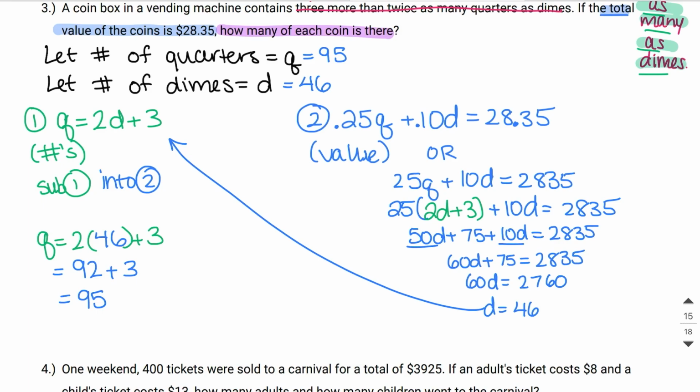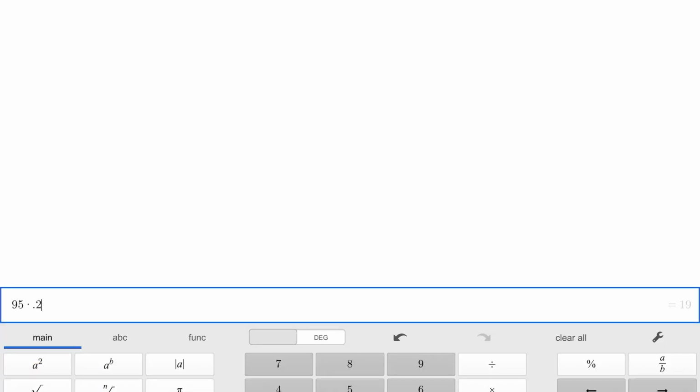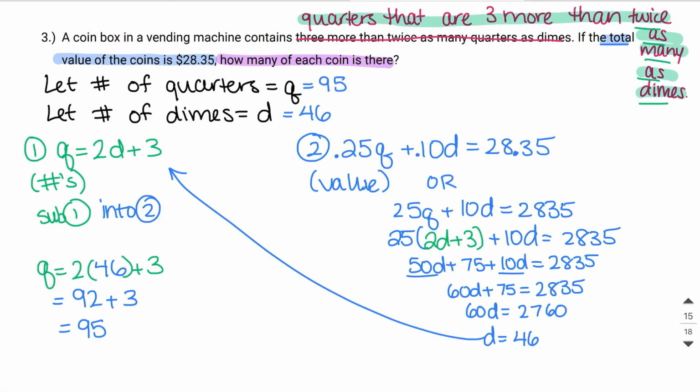But let's make sure that it really adds up to $28.35. So if I have 95 quarters, each quarter is worth 25 cents. And then if I have 46 dimes and each dime is worth 10 cents, I get 28.35, so I know that this works. When we say make sure your answer makes sense, not only should you check this, but also you shouldn't get, for example, in this question, decimal values for dimes or quarters. Like you're not going to have pieces of a dime or pieces of a quarter. You shouldn't have negative values. These are things that you want to always ask yourself whenever you're working through this.